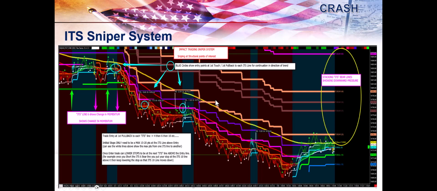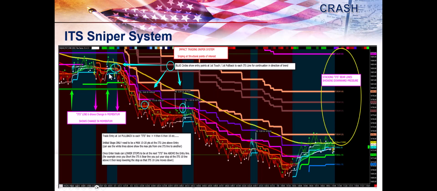All right, that was the longer-term structural trades. Let's look real quickly at the sniper system. This is a series of ITS bear and bull lines, and what this does is it shows us the ability to see momentum change. I'm going to briefly go through this because it gets a little complex, so you do have to spend some time learning the system.